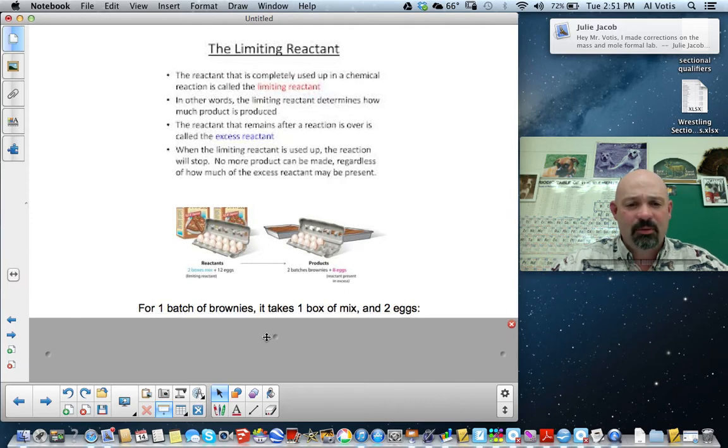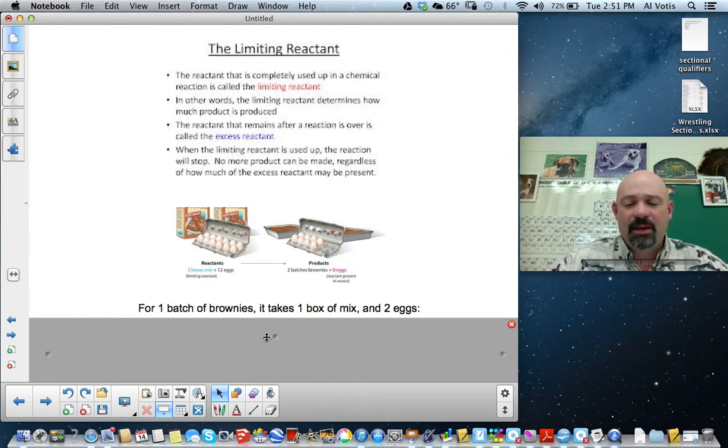So, as an example here, we have our little demonstration. We have a couple of boxes of cake mix and some eggs. Our basic recipe is that for one batch of brownies, or one pan of brownies, it's going to take one box of cake mix and 2 eggs. So if I have 2 boxes of cake mix and 12 eggs, how many batches of brownies can I make? Obviously, you can see in the picture that you're only going to be able to make 2 batches of brownies. One of our substances is used up completely, that's the cake mix. The eggs, there's 8 eggs left over because it only takes 2 eggs per box.